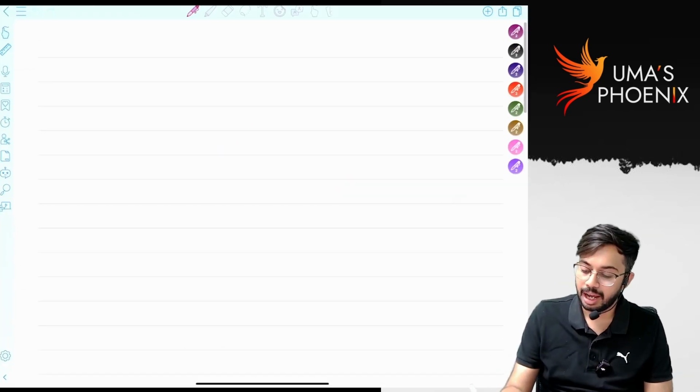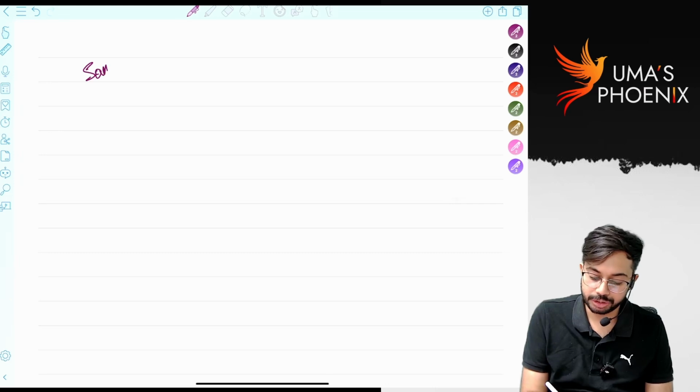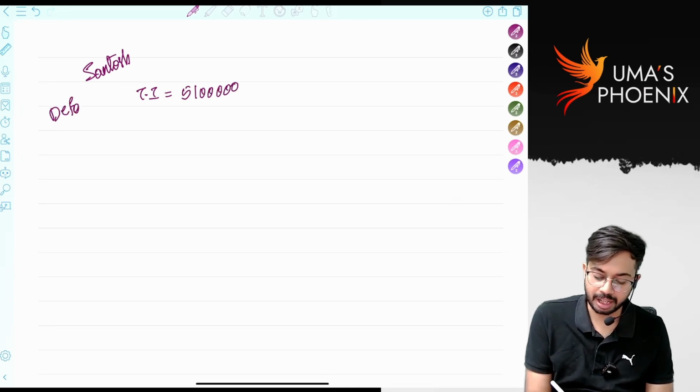The assessee's name is Santosh. His total income is 51 lakhs. He is paying taxes under default tax rates. Calculate the tax liability.